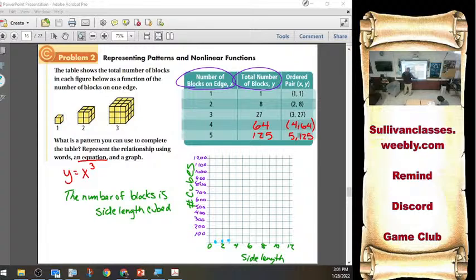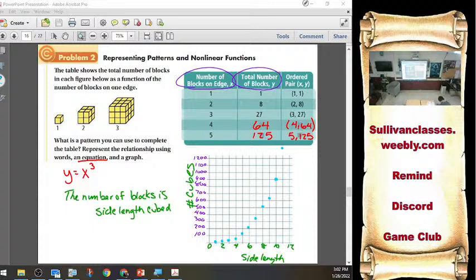Okay. 4 cubed, 64. 5 cubed, 125. 6 cubed, 216. 7 cubed, 343. 8 cubed, 512. 9 cubed, 729. 10 cubed is 1,000. 11 cubed, 1331 is off-road. Okay.